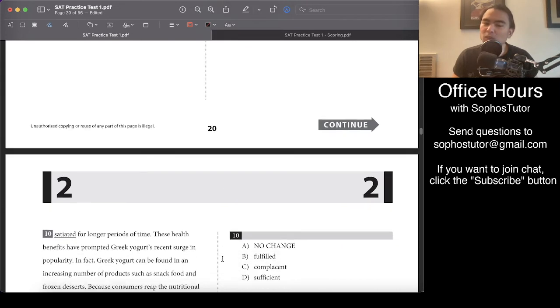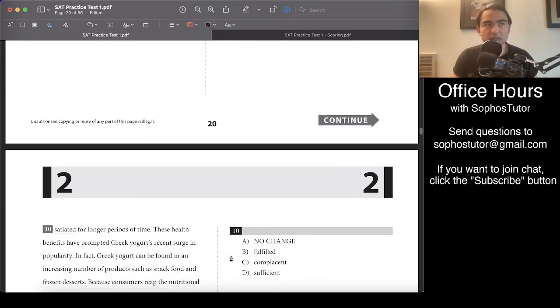Fulfilled isn't really the same. When we're fulfilled, this is more referring to an emotional fulfillment. We don't talk about our stomachs being fulfilled, though. So I don't like it better than A. Complacent doesn't really make sense. Sufficient, to be sufficient for a longer period of time, that doesn't make sense either. Sufficient for eliminating hunger, but that's what satiated means. So another vocab in context question, A.